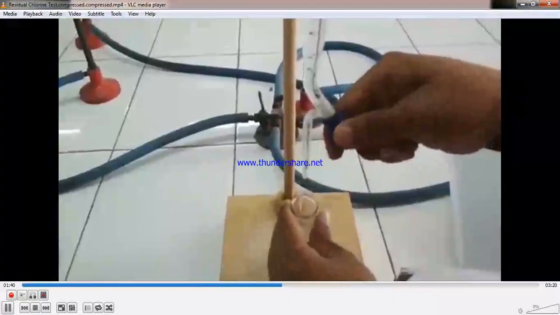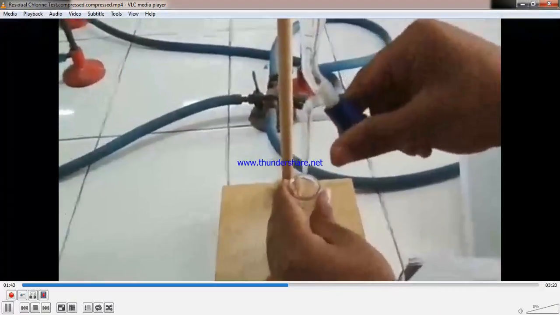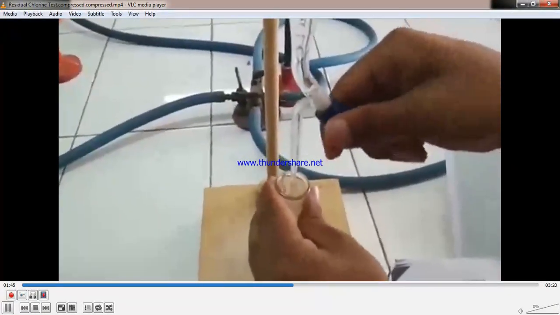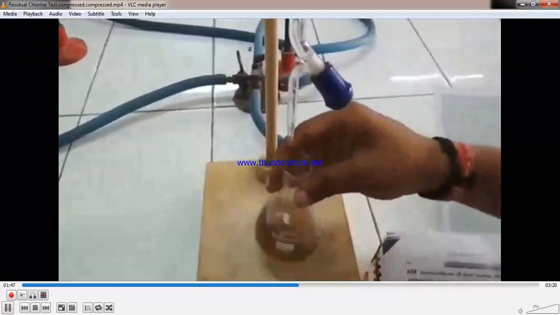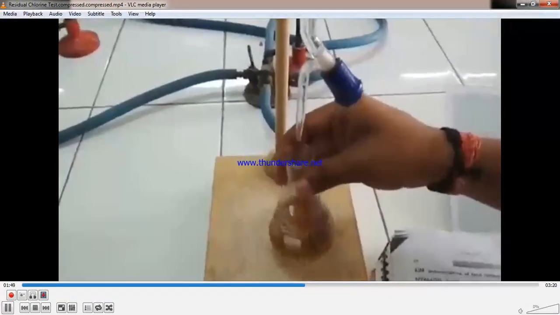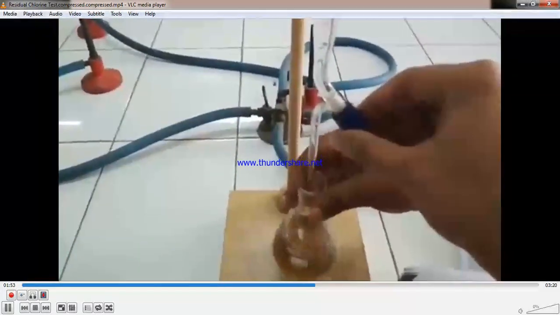Now we will be titrating against standard Na2S2O3. Titration should be done slowly, and mild rotations or movement should be given to the flask so that it mixes properly. Right? We will note down the initial volume. Please don't forget to note down the initial volume of sodium thiosulfate in the burette.